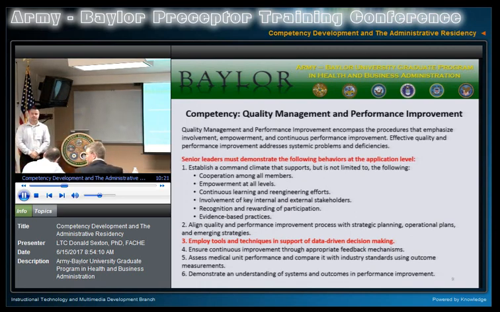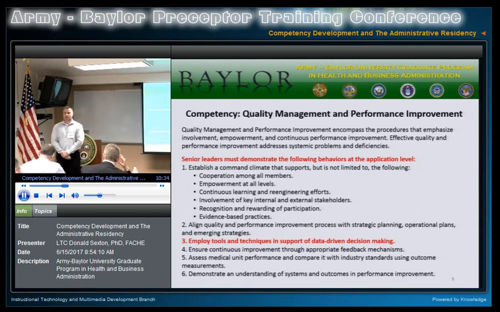Yes, ma'am. What other military schools or training use the same competency model? That's a good question. What other military training programs, whether they're Army, Navy, Air Force, DoD, or others, use this competency structure?